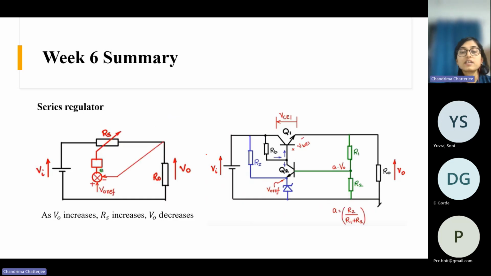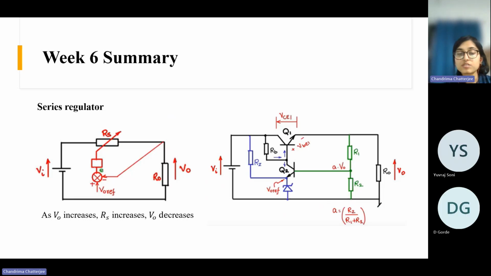So another regulator is a series regulator. Earlier we were talking about shunt regulator because there the Zener diode was connected across the load. That's why it was a shunt regulator. But now we will talk about series regulator. And series regulator is much more popular than shunt regulator. You will see this is used much more than the shunt regulator. This is very popular in industries also. Okay.